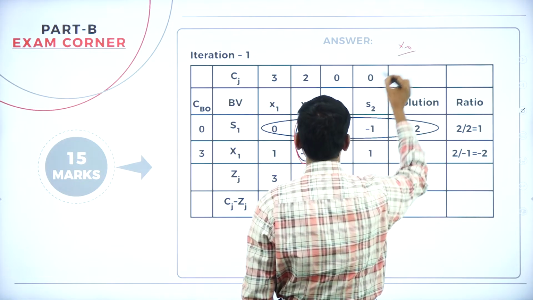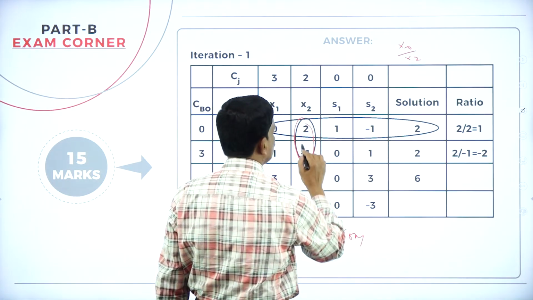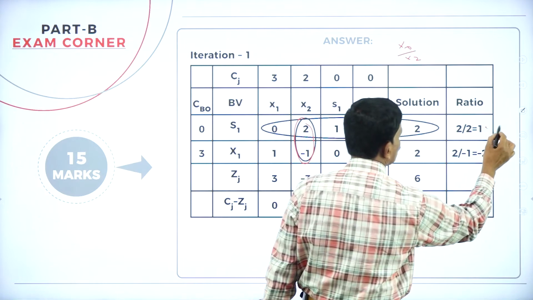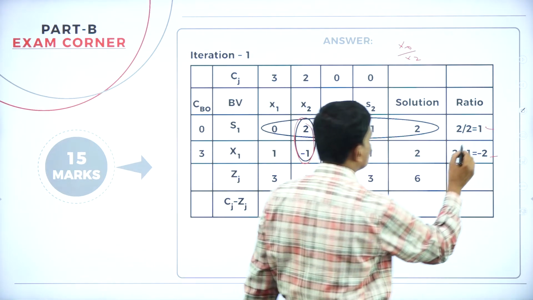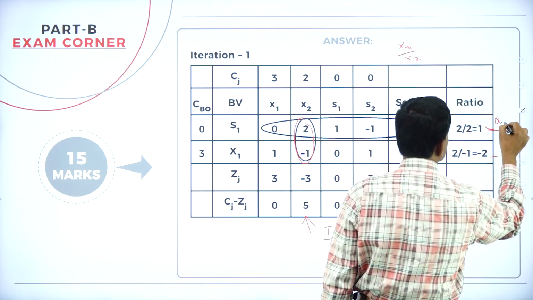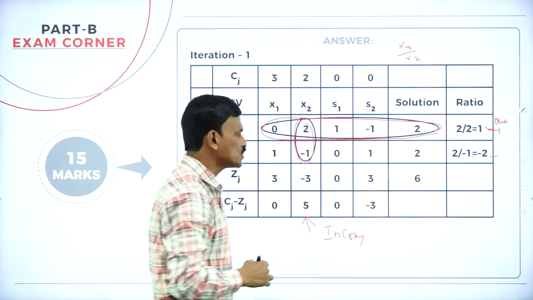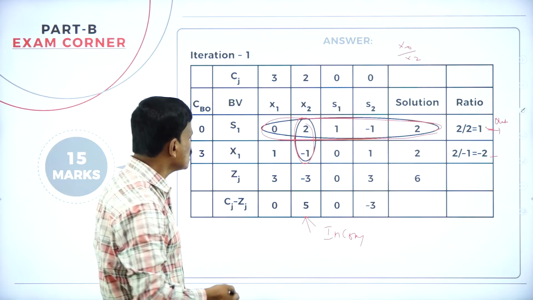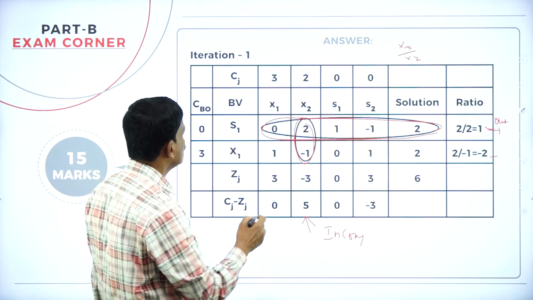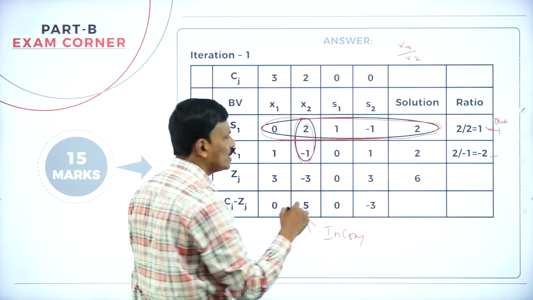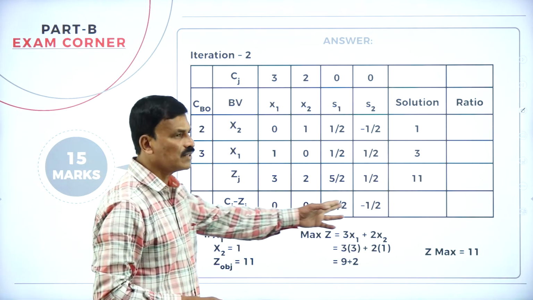Here also x0 divided by x2 is the ratio, that is 2 divided by 2, and 2 divided by minus 1, which is 1 and minus 2. The least positive value is 1, so the ratio is 1. Therefore, this is the outgoing variable. So the key element is 2. Right. Now let us go to the next iteration table, the second iteration table. Convert these two to 1 and simplify.